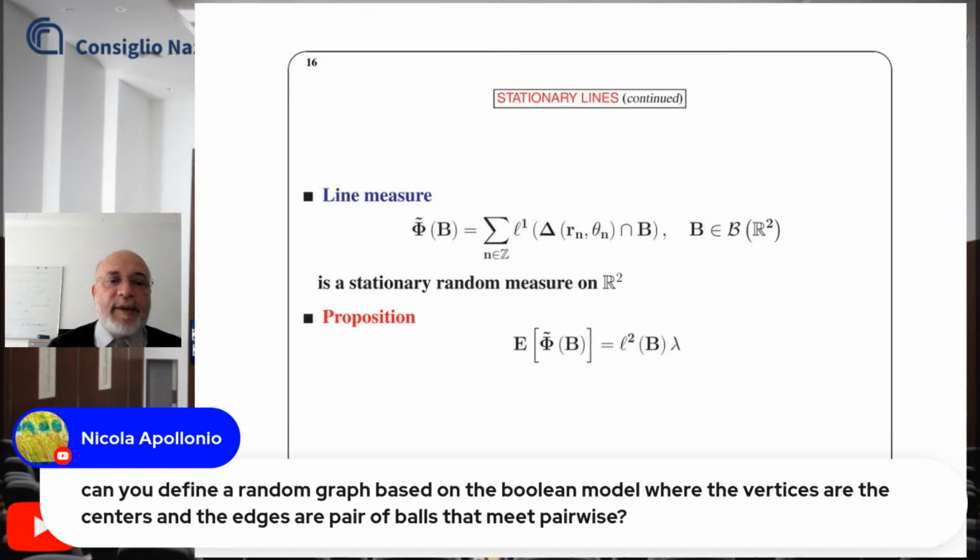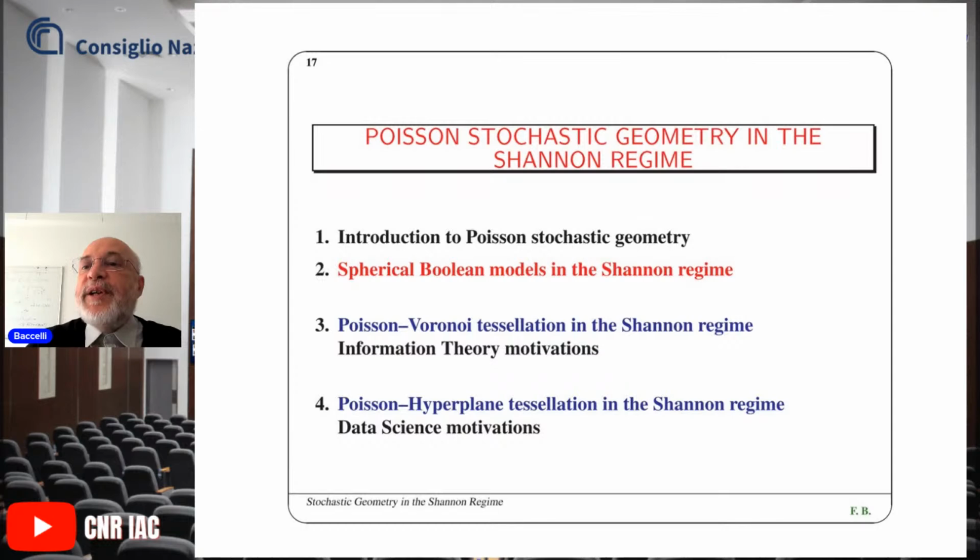Can you define a random graph? I see a question: based on the Boolean model, where vertices are centers? Yes, this is a graph, and the percolation of the Boolean model is indeed equivalent to the fact that this graph has an infinite component. And this is a very important graph. We will discuss it a bit later. Thank you. Okay, so after this brief introduction, let me start with topic one.